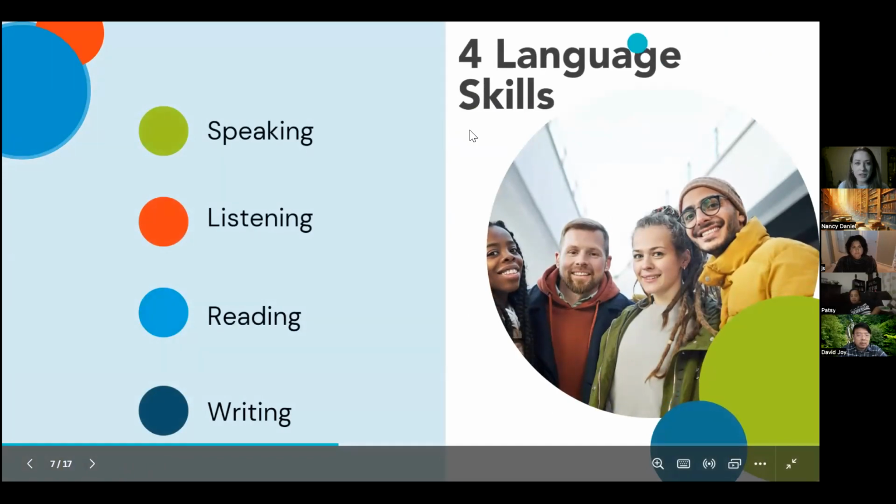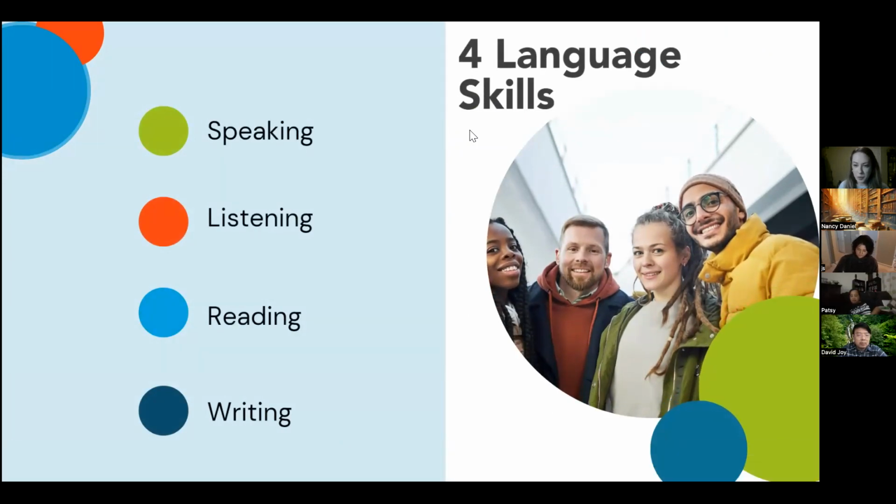And then thinking about the 4 language skills, right? Like we talked about last week, when someone's learning English, they're not just working on one skill, they're actually working on 4 of them. And then you have grammar that's kind of interwoven throughout all 4 of these. But these are 4 different skills that people are going to develop at different rates.